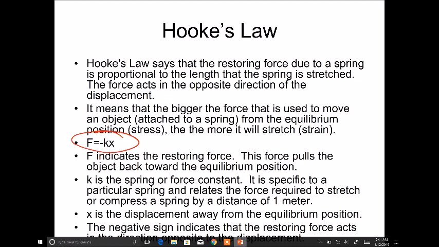Hooke's law can be stated in an equation. It looks like so, F equals negative kx, where F is the restoring force, k is called the spring constant, which is a measure essentially of the spring's strength, and x is the displacement. Now notice that negative sign. That negative sign tells you that the force is going to be in the opposite direction of the displacement.